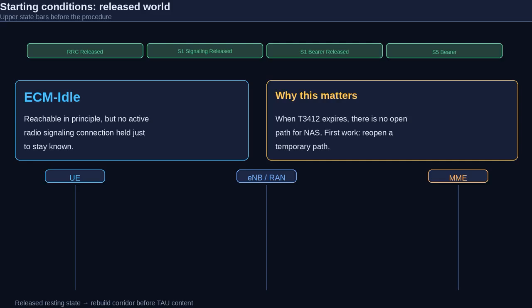That is why ECM idle and the released labels matter. They tell you the phone is conserving resources, so when T3412 expires, the UE cannot simply whisper a NAS message into a connection that is already gone. The path has been closed on purpose. The first real work of the procedure is therefore not the tracking area content itself. The first work is to reopen a temporary path.